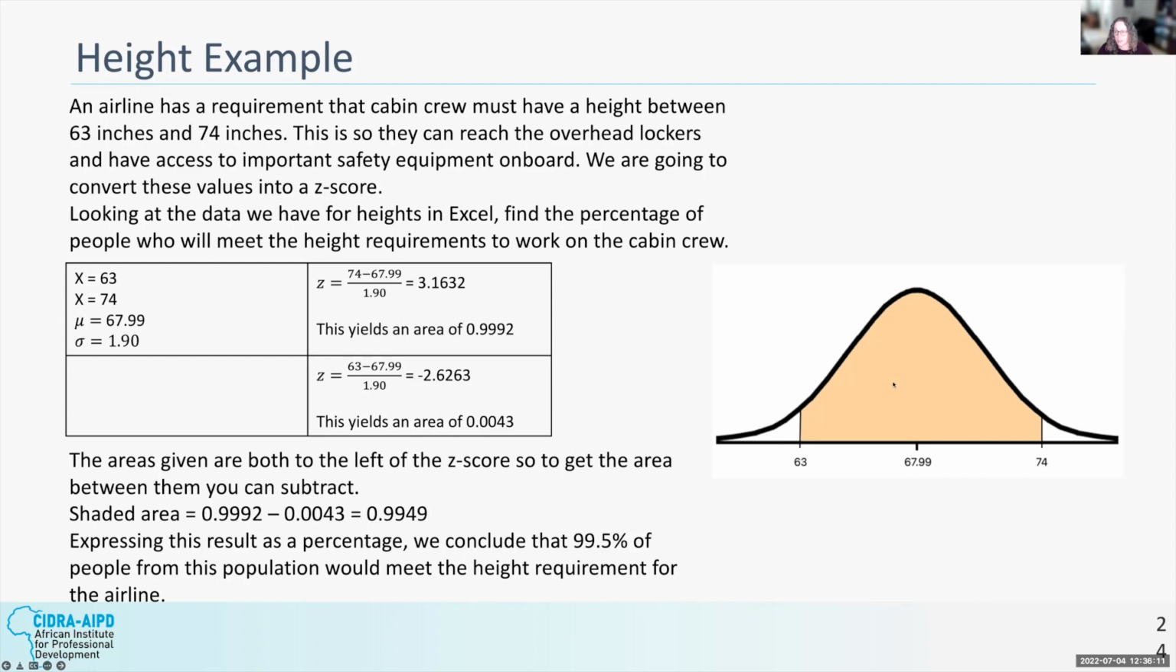So when we put that Z-score into Excel, we find that it yields an area of 0.9992. Okay, so then our next step is to calculate this area here. Again, we'll use the same formula. Z equals the x value, 63, minus the mean, 67.99, all divided by the standard deviation. That gives us a Z-score of negative 2.6263.